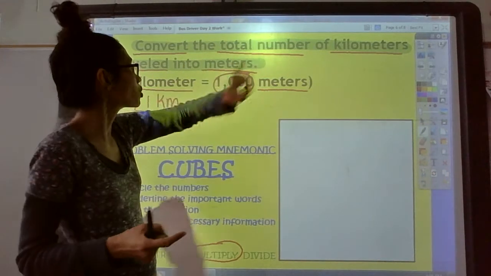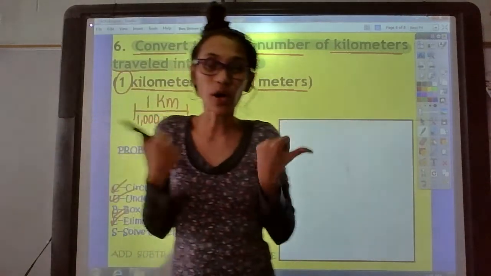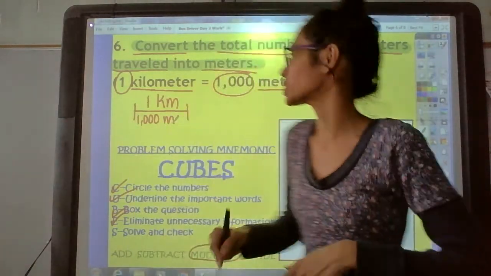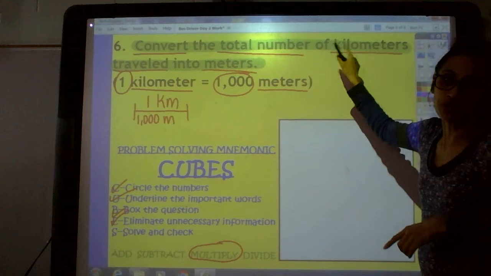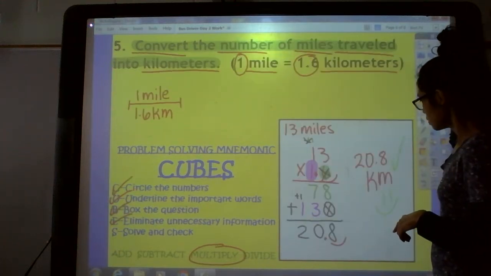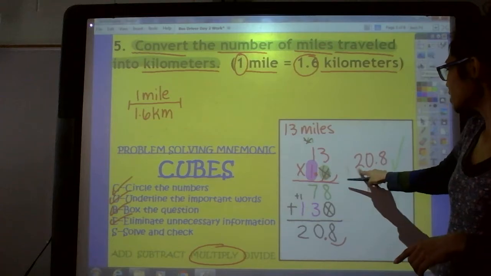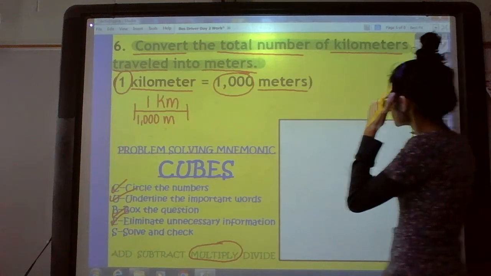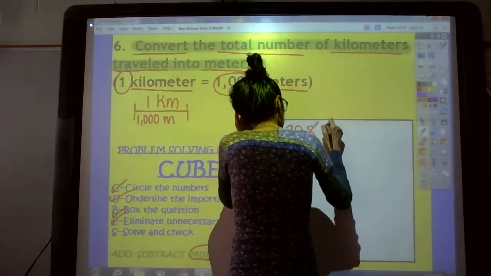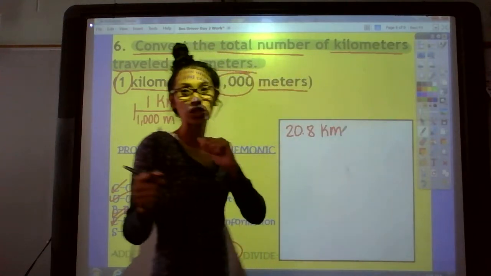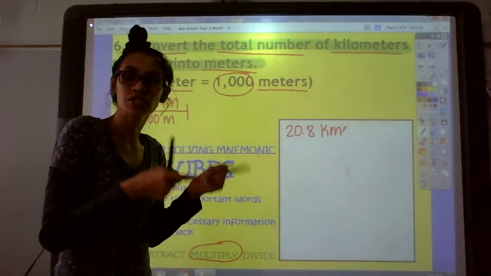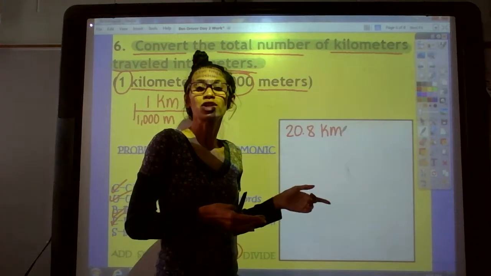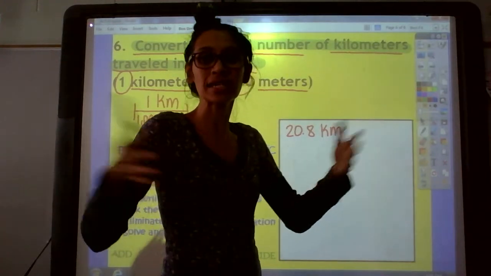Now we need to convert the total number of kilometers traveled. But I don't have it in this problem. Do you know where we can find that? The last problem. Let's go check out the last problem. We need the total number of kilometers. Is it right there? Oh, yep, it's right there. 20 and 8/10 kilometers. Remember that? Put that number in your head. That's how much we traveled. Remember, we converted miles to kilometers. Now we're doing kilometers to meters. And all these are lengths, distances, measurements.